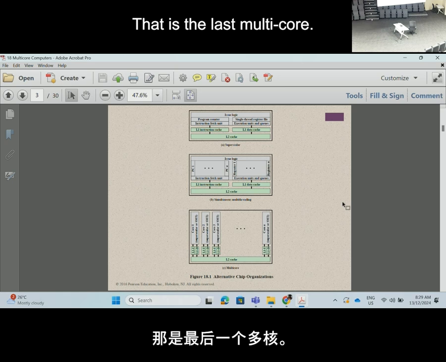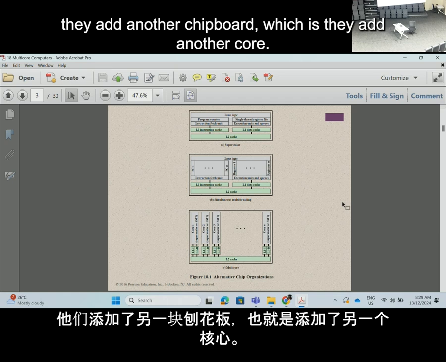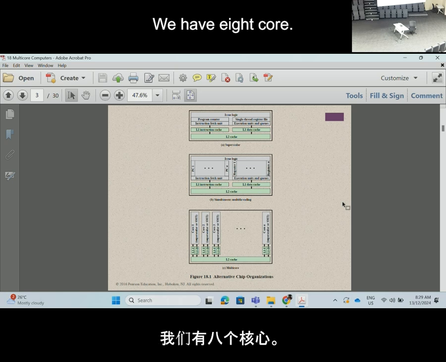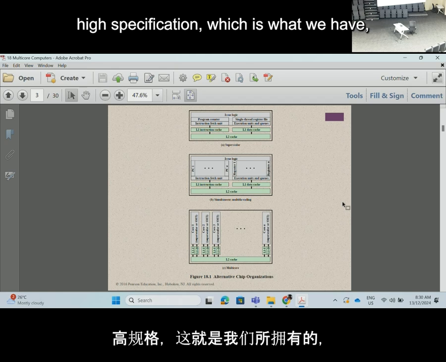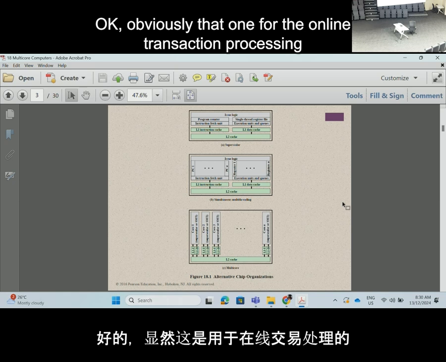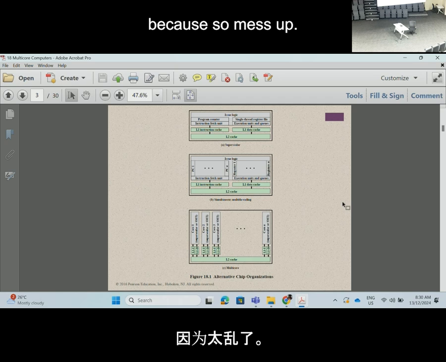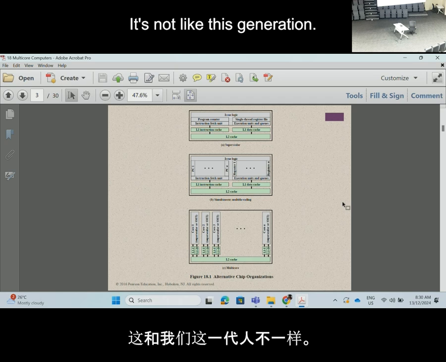That is the last, multi-core. But instead of having a dual core, 2 processors, they add another chipboard, which is they add another core. So that's why we have 4 core, we have 8 core, and more than that now, the latest, the best, high specification, which is 8 plus octal core, which is your smartphones. Okay, obviously that one is for online transaction processing. We talk about this complexity, it's not like this generation.